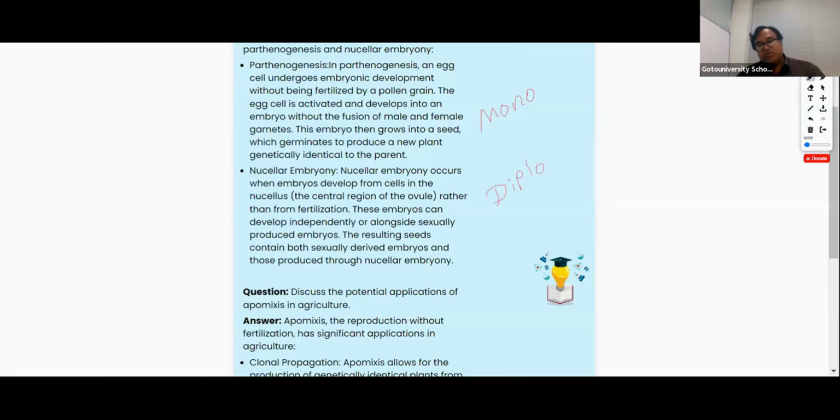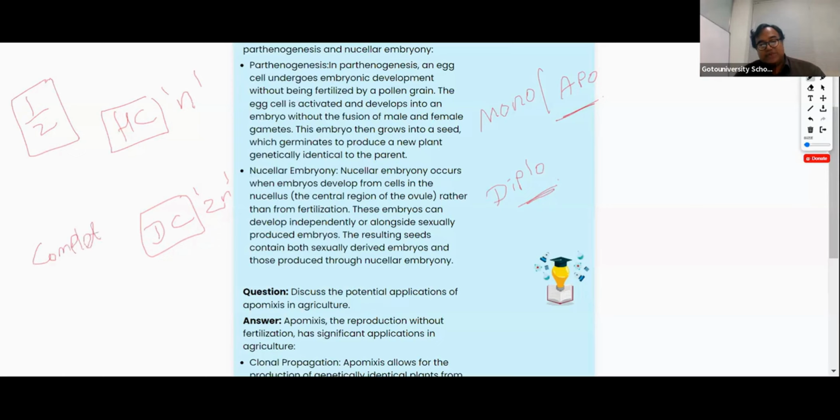This monosporic can also be called aposporic, and diplosporic, like we discussed. In this case, the haploid cell is a mother cell, and the diploid cell is a mother cell. The haploid cell is represented as single N, and the diploid cell is represented as 2N. The haploid cell has half of the parental chromosome, and the diploid cell has the complete set of parental chromosomes.